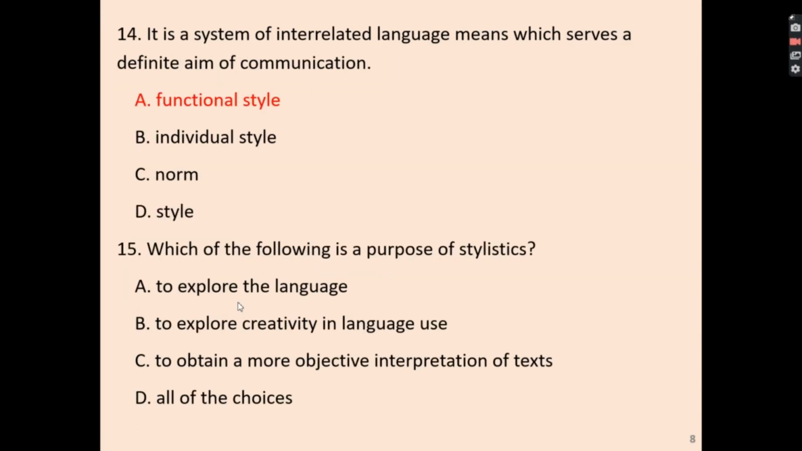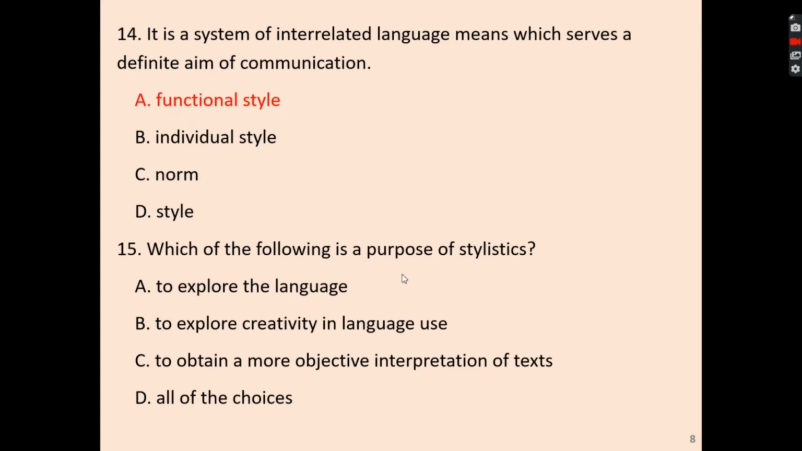Next, it is a system of interrelated language means which serves a definite aim of communication, that is functional style. Actually, when we say a system of interrelated language means which serves a definite aim of communication, let's say you have to write a letter, okay, a business letter, then you know that there is a structure in writing a business letter, and that's why you don't have to deviate from that. Then that is functional style.